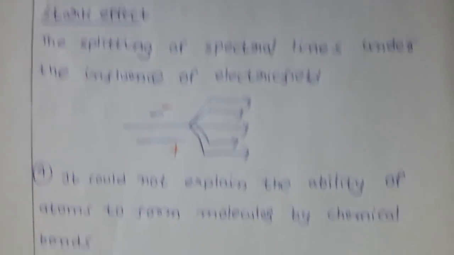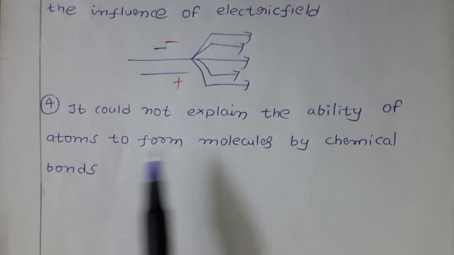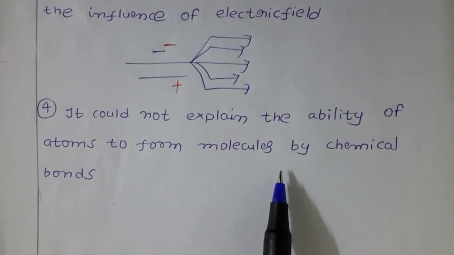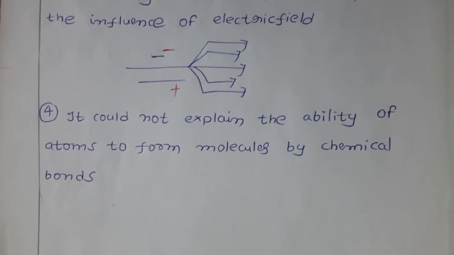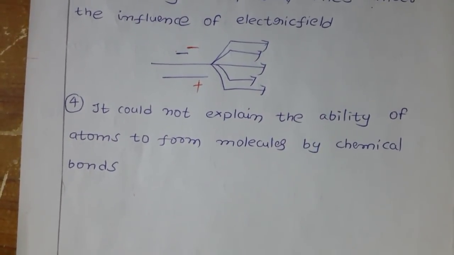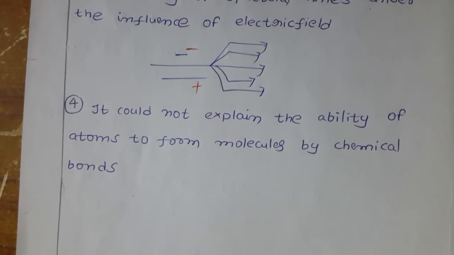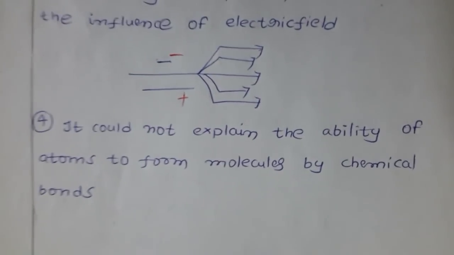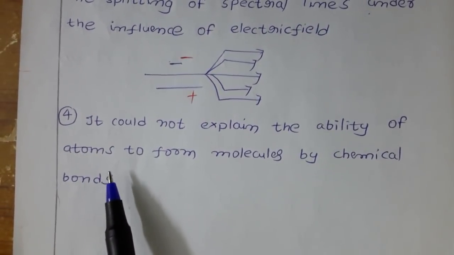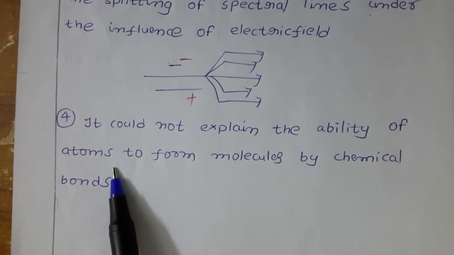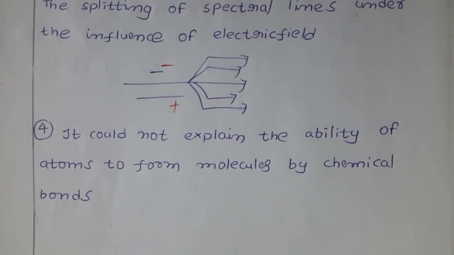Bohr's theory. Fourth, it could not explain the ability of atoms to form molecules by chemical bonds. You know very well atoms are very unstable, so they form bonds to get stability. At that time, compared to a hydrogen atom H, the H2 molecule is more stable. So how do they combine?